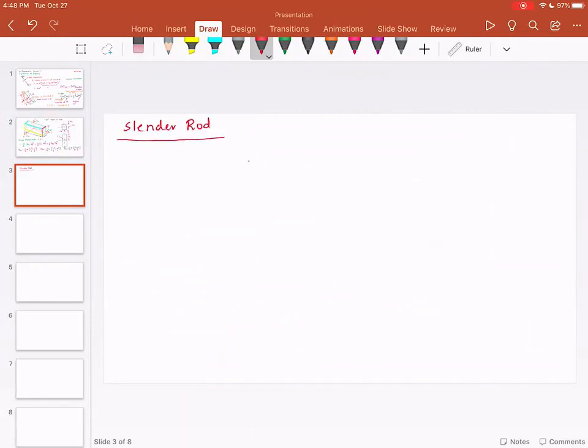So in a slender rod, the most important dimension is the length of the rod. And we assume the other two dimensions, width and height, are approximately zero. So if you have a slender rod, let's try to draw this slender rod in three dimensions just for completion purposes. And now let me identify the coordinate system.